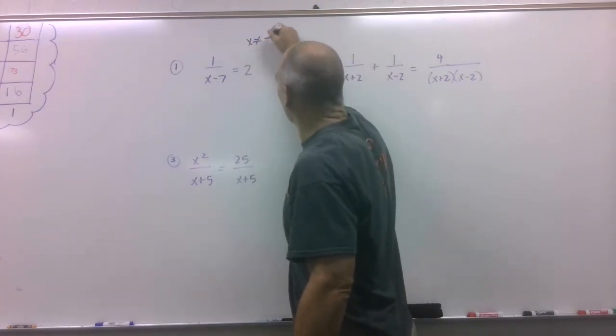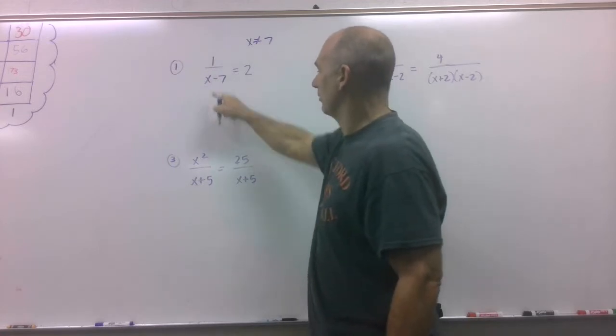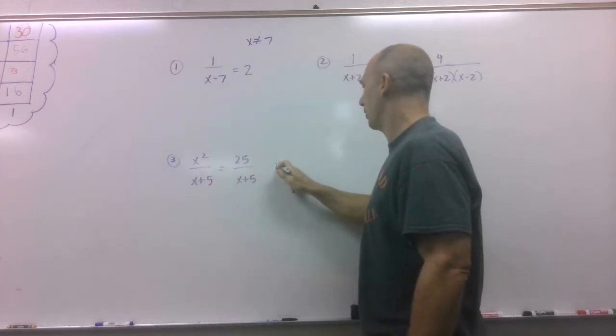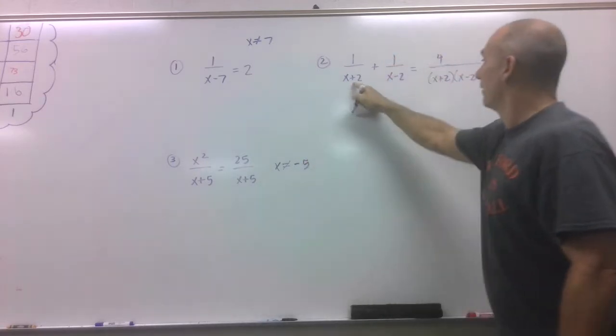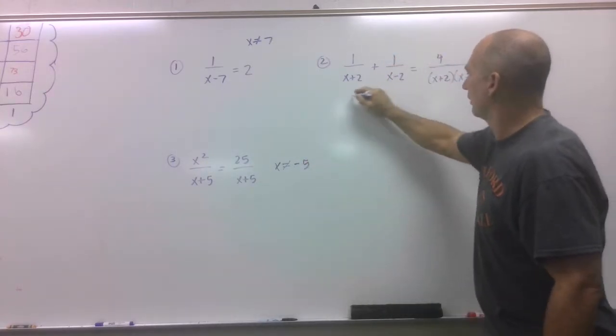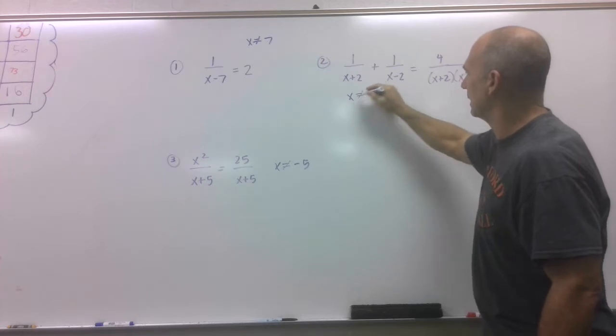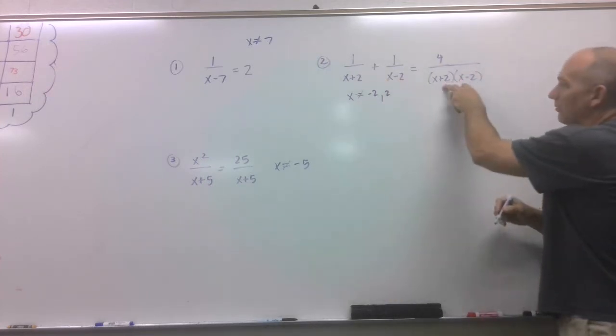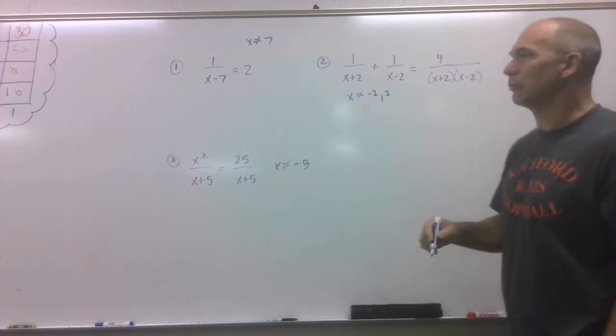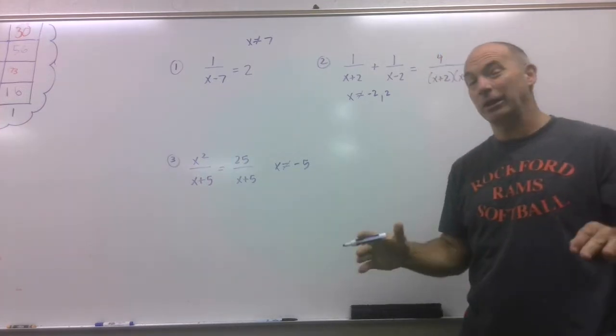X cannot equal 7, because that would cause that to be 0. How about this one? Well, if you look at both the denominators, x can't equal -5. This one, you can see two things x can't equal. X cannot equal -2, cannot equal +2. Same thing's true here. So that's what you should look at before you even get started.